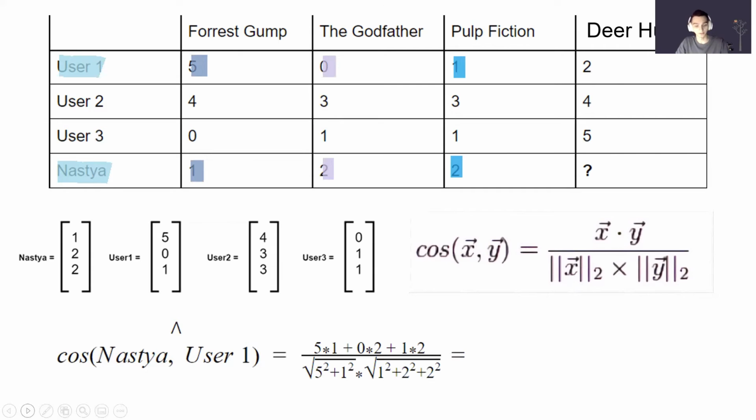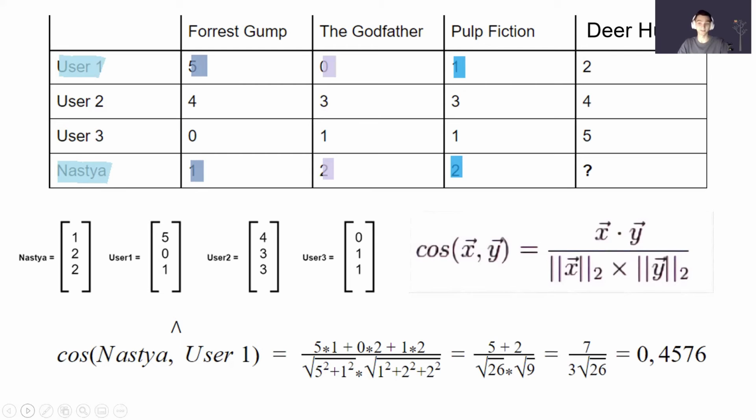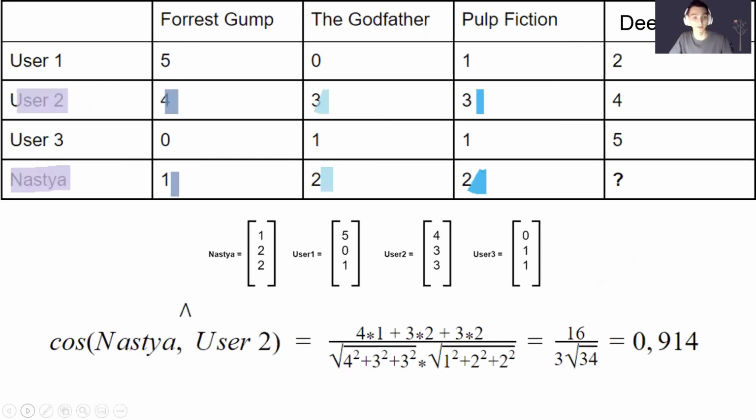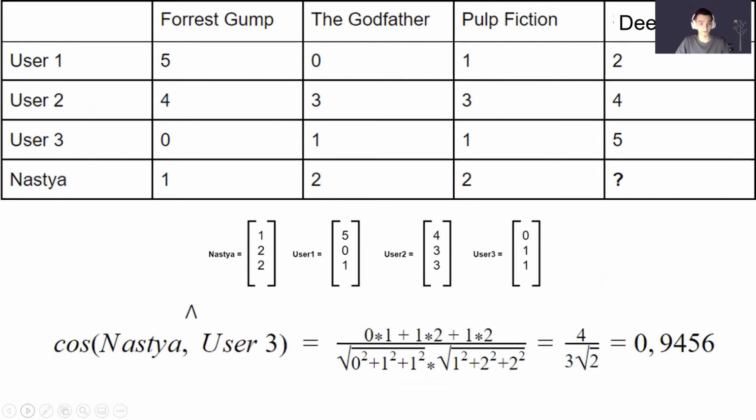In the denominator, we put the length of both vectors, and to find it, we can look at the rows of grades of both users. Then we calculate the cosine measure and get the result 0.46 if we round it. We do the same with the second user and the third user.